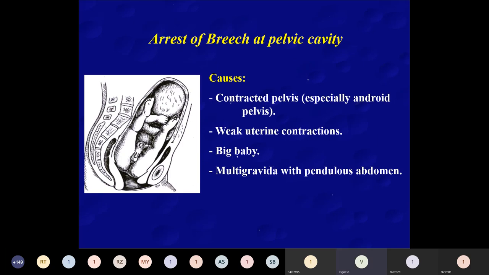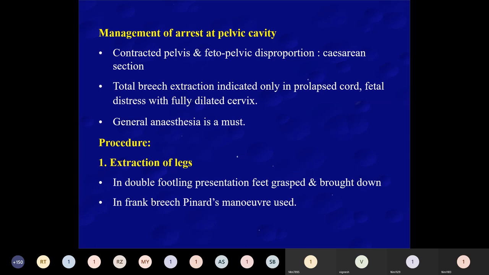So, when a breech gets arrested at the pelvic cavity, I told you it is due to contracted pelvis, weak uterine contraction, big baby, multigravida with a pendulous abdomen. So there also it will be a problem. So there, the extraction of the legs. I told you in double footling presentation, feet are grasped and brought down. In frank breech, Pinard's maneuver is used.